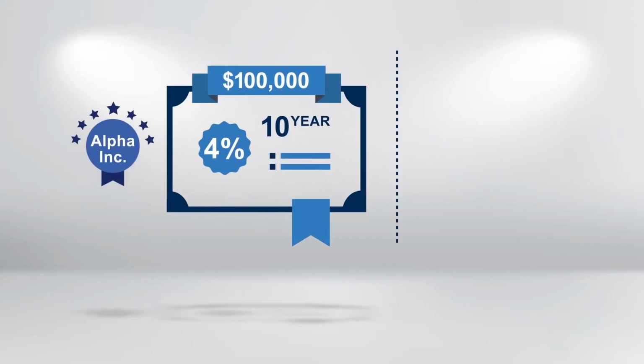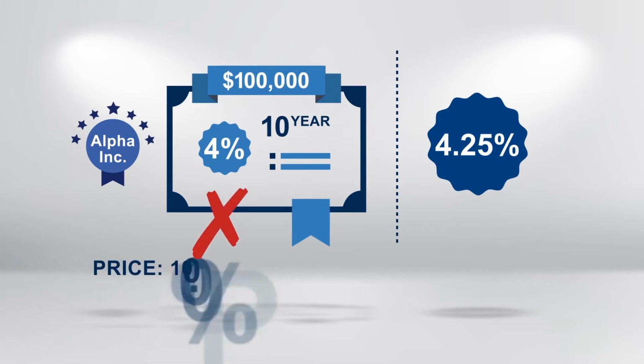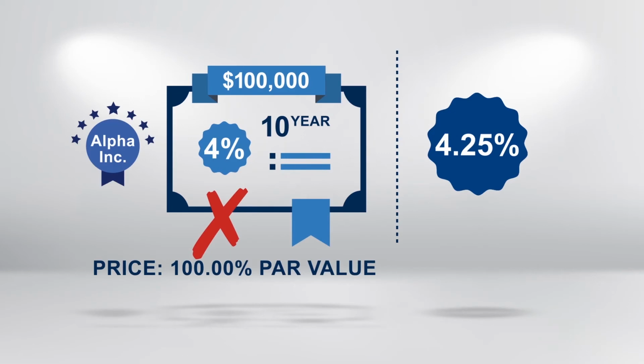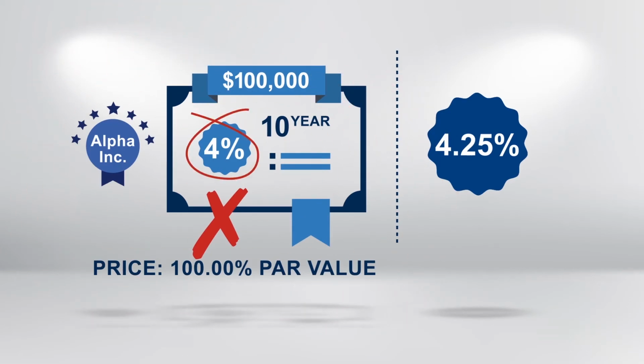The holder of the Alpha Inc. bond owns a security that pays an interest rate, the coupon, of 4%, in a market that expects a return of 4.25% for the same risk. No one will buy a bond at a price of 100% of the par value as an investment that only pays 4% when everyone in the market expects and can obtain a return of 4.25% for the same risk.